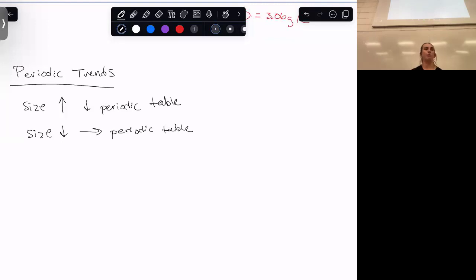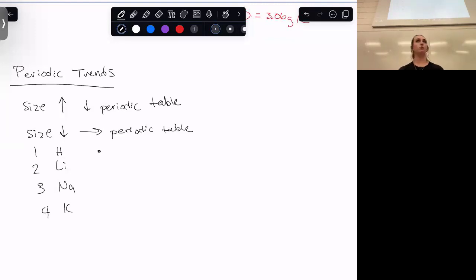And why does this happen? As we go down, from lithium to sodium to potassium, what period is lithium in? Hydrogen's in 1. What's lithium in? 2, right? Periods go across. So lithium's in 2, sodium's in 3, potassium is in 4.